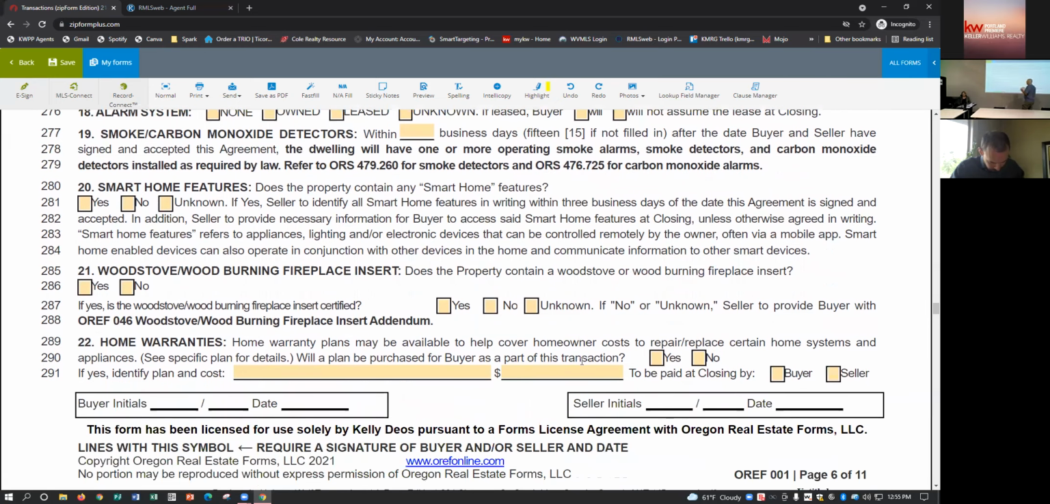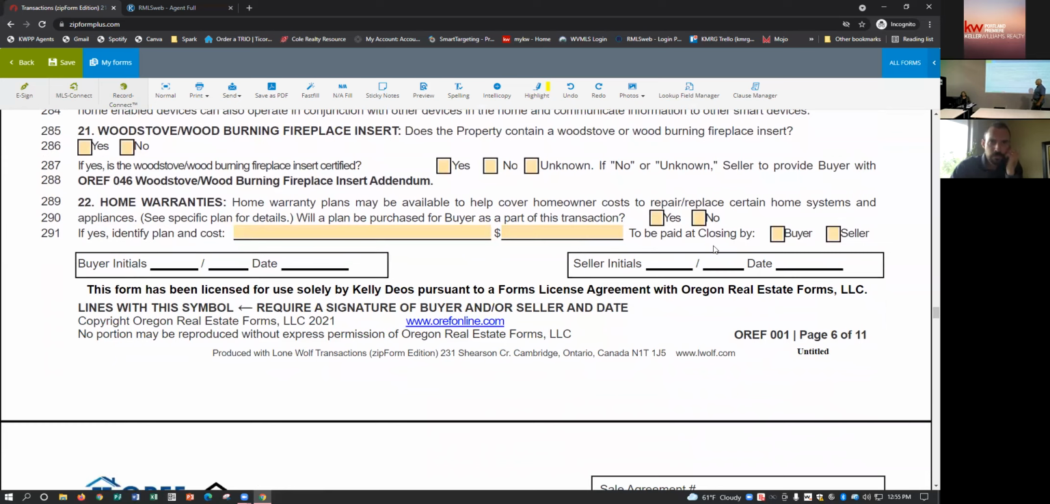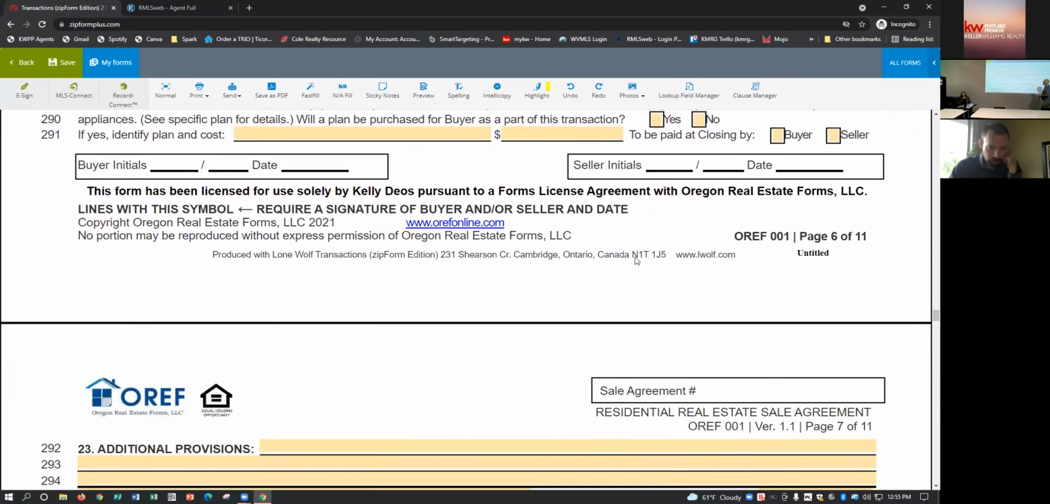Wood burning stove, this has to do with the Clean Air Act. Most of them are probably gone. Home warranties, don't put that on there. Have your buyer buy one later if they want it.